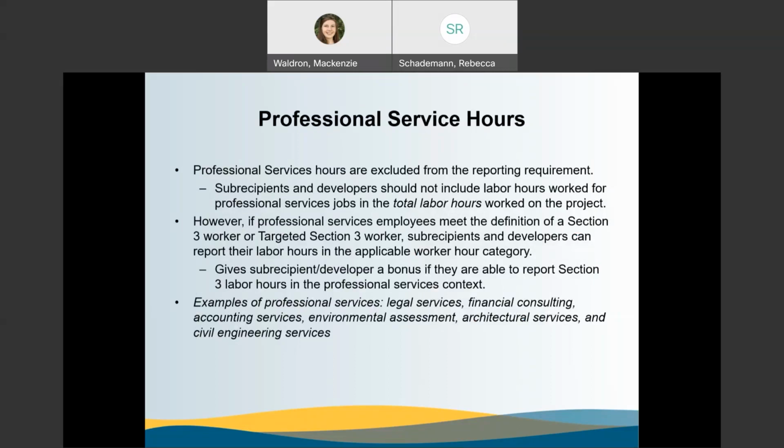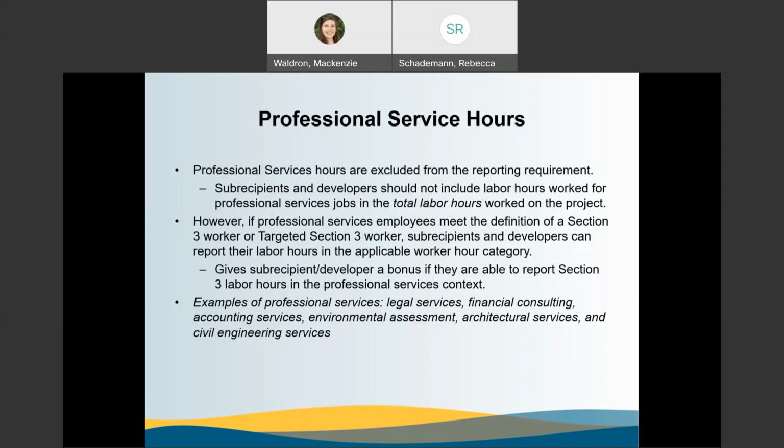Subrecipients and developers should not include any labor hours worked for professional services in the total labor hours worked on the project. This is the denominator of that calculation we did previously. However, if the employees in the professional services roles meet the definition of a Section 3 worker or targeted Section 3 worker, subrecipients can report their labor hours in the applicable worker hour category. The effect of this reporting structure is to give the subrecipient or developer a bonus if they are able to report Section 3 labor hours in the professional services context. Additionally, subrecipients and developers must adequately document the qualitative efforts taken to meet the numerical goals and convey those efforts through the reporting process as well.